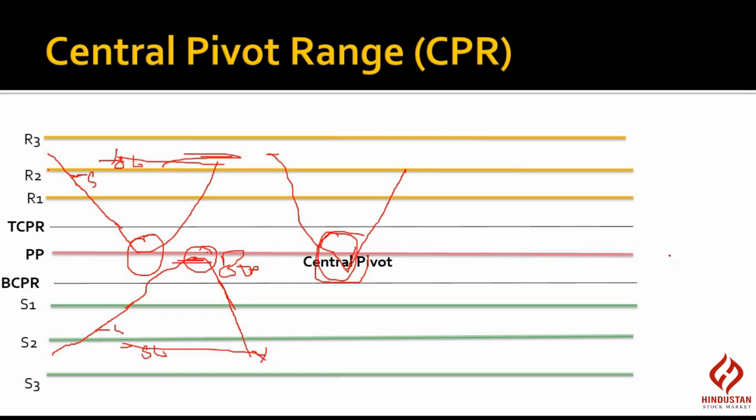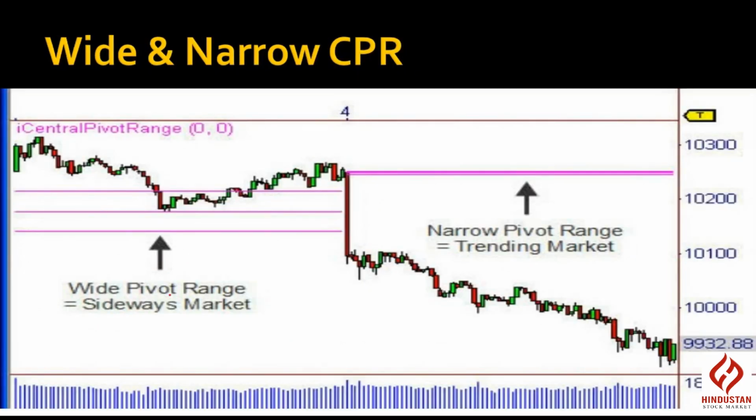And one more thing, if you see a narrow CPR, then we cannot expect strong support and resistance. We can only expect strong support and resistance when there is a wide CPR. In case of a narrow CPR, just imagine this is a narrow CPR, price can easily break this CPR, right? It is not a strong support and resistance, price can easily break it, right? That you should keep in mind. So here you can see this is a wide CPR, right?